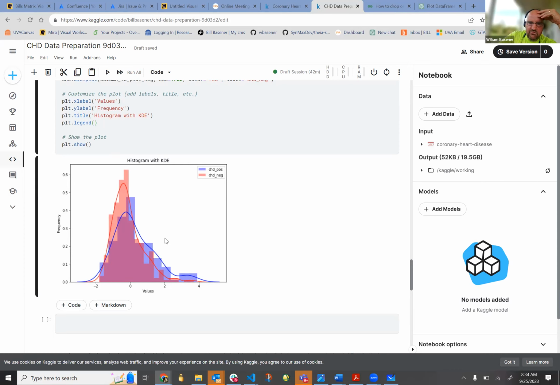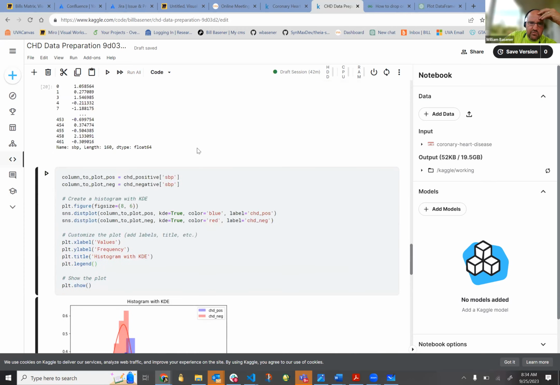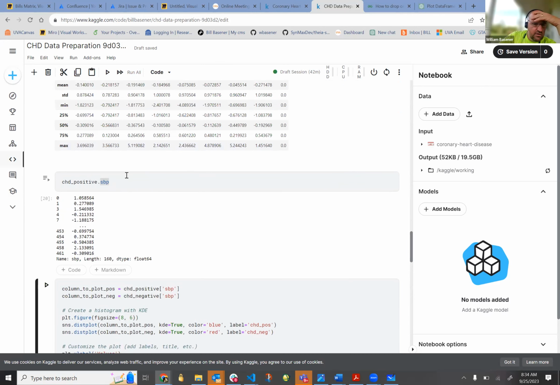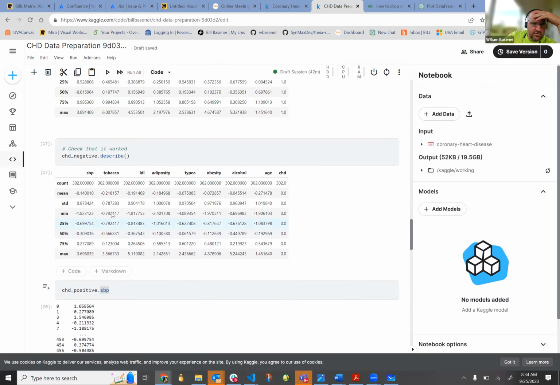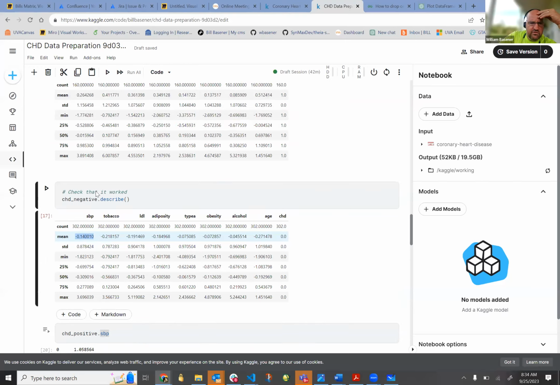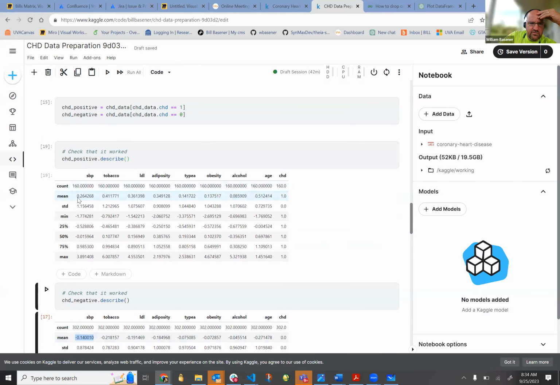And when you look at these two plots, you might think, let's go back here. If you look at the two means of these, the mean for the CHD negative people is negative 0.14 standard deviations, and the mean for the positive is 0.26 standard deviation. You might think, oh, there's a quarter of a standard deviation separation between those two. Is that meaningful, or is that not meaningful?